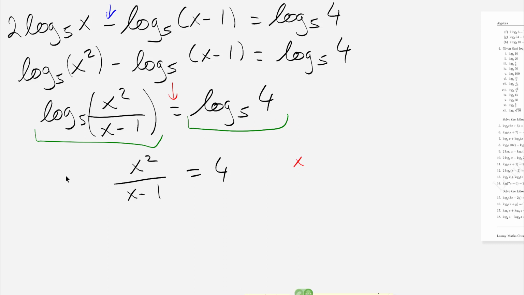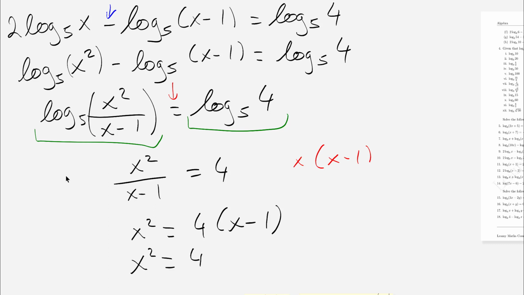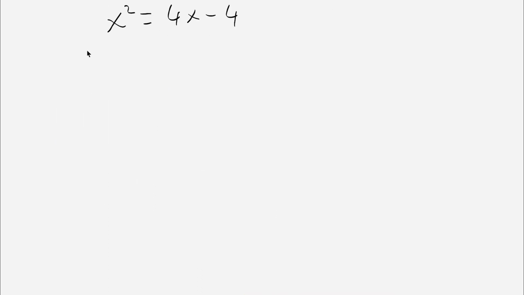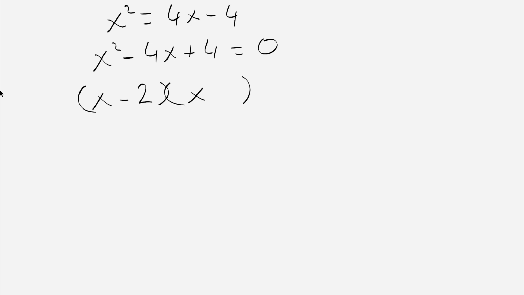My next step is just to multiply both sides by x minus 1. In doing that, I'm going to simply have x squared equals 4 times x minus 1. Multiplying that out, x squared equals 4x minus 4. And you can see the quadratic equation that's forming here. So continuing with this quadratic equation, x squared equals 4x minus 4, that would be x squared minus 4x plus 4 equals 0. Let's solve that equation. x minus 2 equals 0. So you end up getting x equals 2, x equals 2. We get the same answer twice, a repeated root.